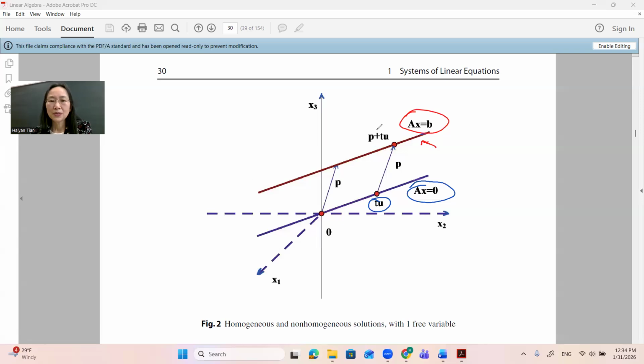Only because we compare the general solutions between the two systems. You see, solution for homogeneous, solution for non-homogeneous. It's a shifted line. So the shift is by the vector of p. Yeah, by the vector p. That's the shift. So that's how different the solutions to the two systems look when we visualize them.